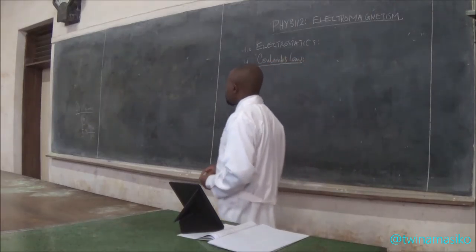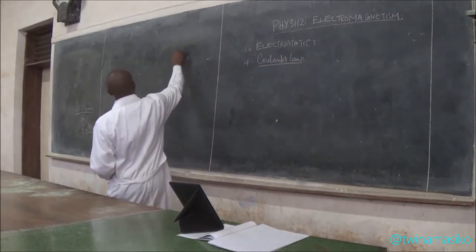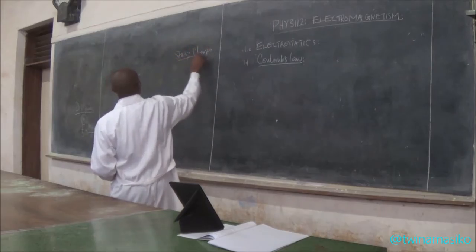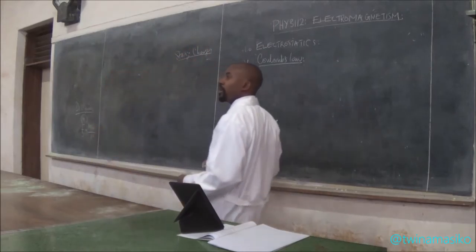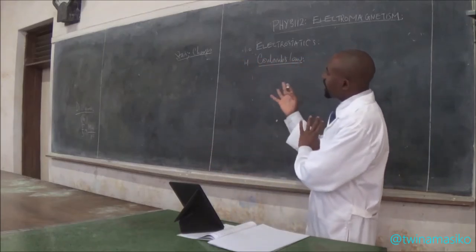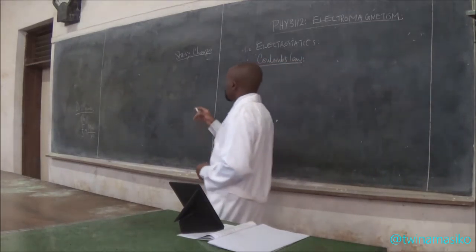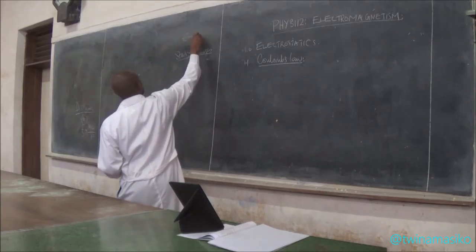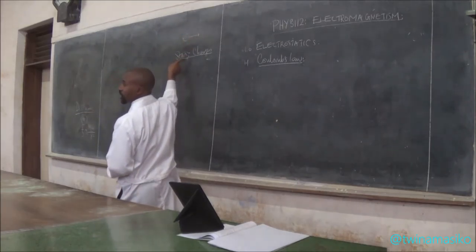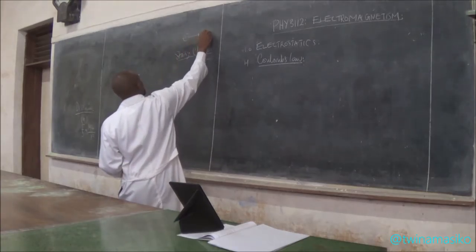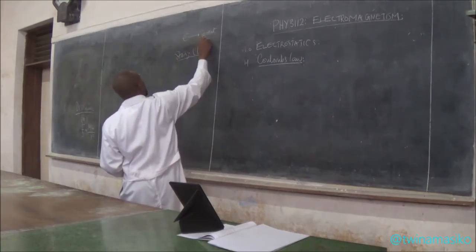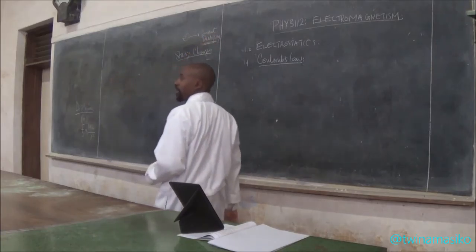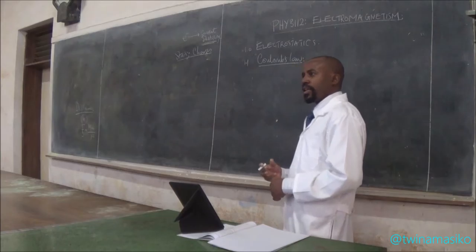So in electrostatics we shall be looking at what we call static charges that are not moving. Once these charges start moving, for example, if we have electrons moving in a conductor, then we transform from static charges to current electricity. So we no longer talk of electrostatics, but we talk of current electricity.